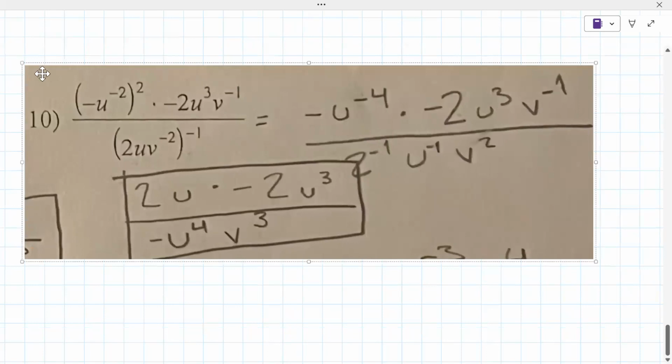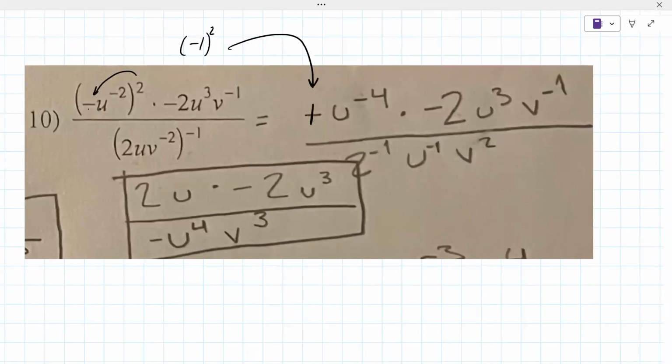So we got some good stuff here, but that negative, and you know that now, that negative here in front raised to the power of 2 makes this positive. Right. -4 is fine. -2 u cubed v to the -1 is fine. This is all fine here. It's weird to have this, but you did correctly move it up to the top, which I like.